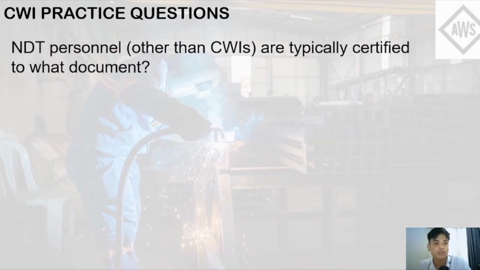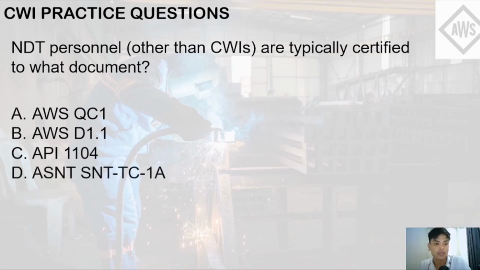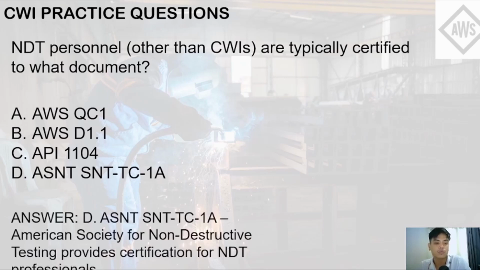Last question. So NDT personnel other than CWIs are typically certified to what document? Letter A, AWS QC1, B, AWS D1.1, C, API 1104, D, ASNT SNT-TC-1A. So the answer here is letter D, ASNT, which stands for American Society for Nondestructive Testing. Basically, this certifying body provides certification for NDT professionals.